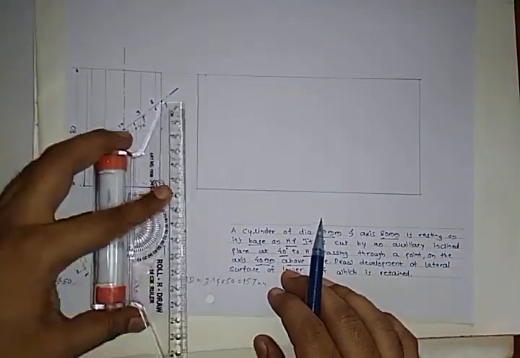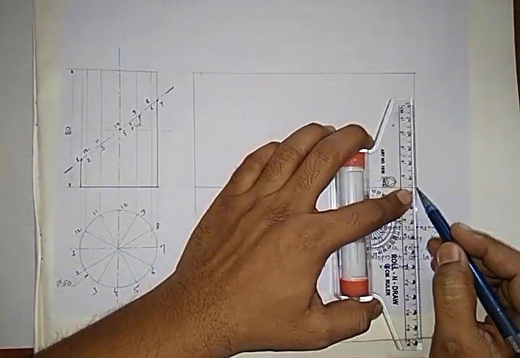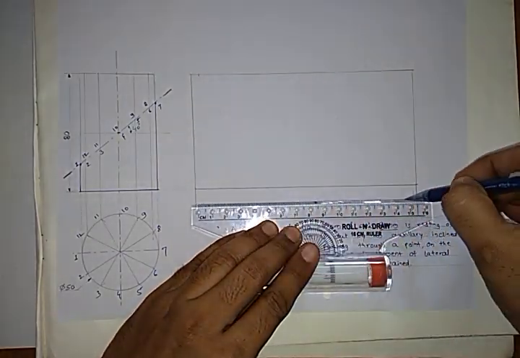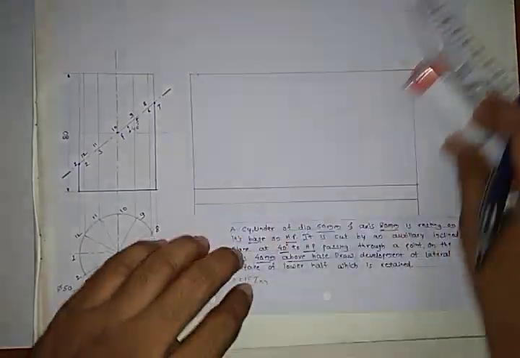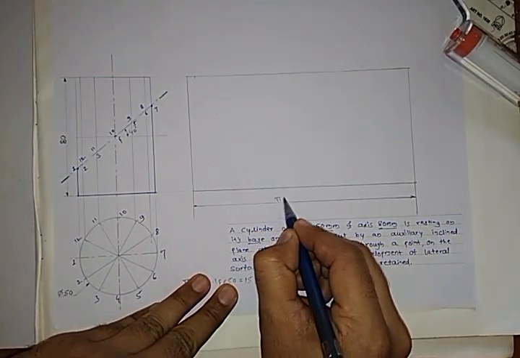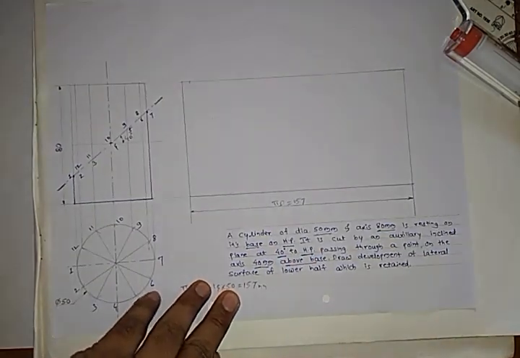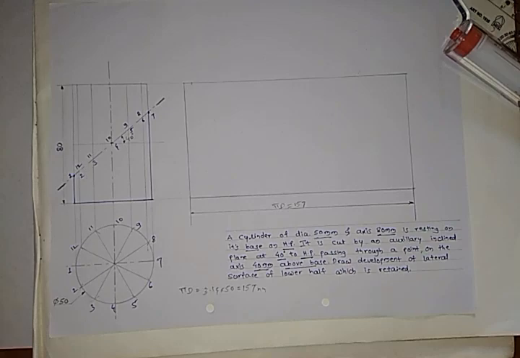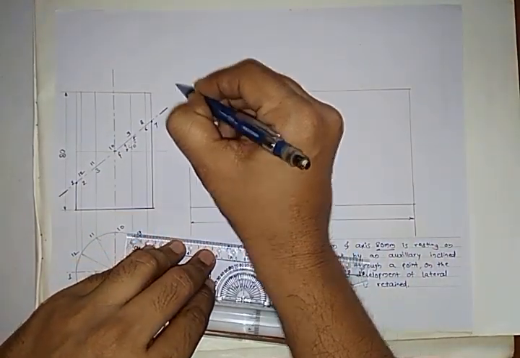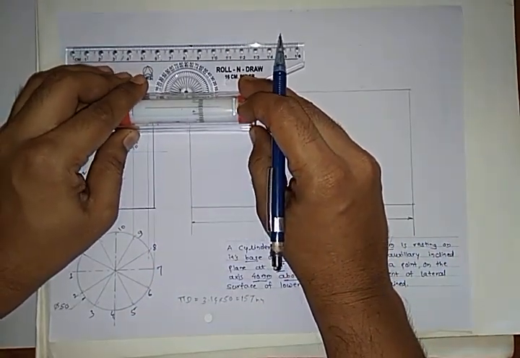Okay, so this distance is of pi d, so this is what pi d distance, 157 in this case. Okay, now we need to divide this developed surface also into 12 parts. So suppose this is the first point. From that you can use that inclined line method.